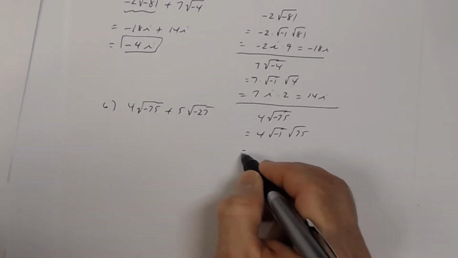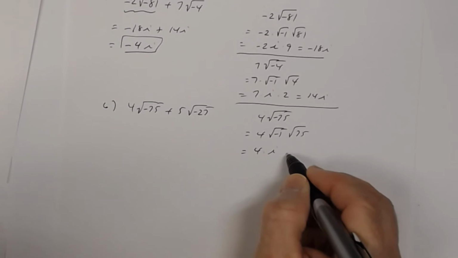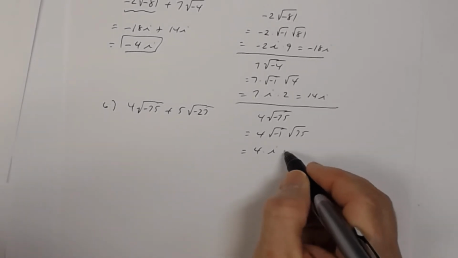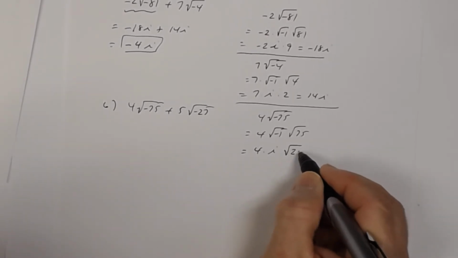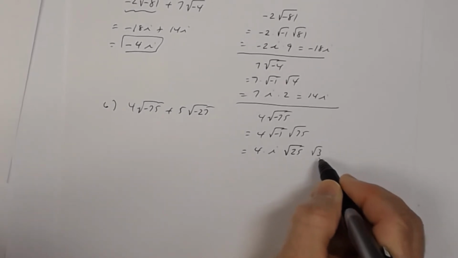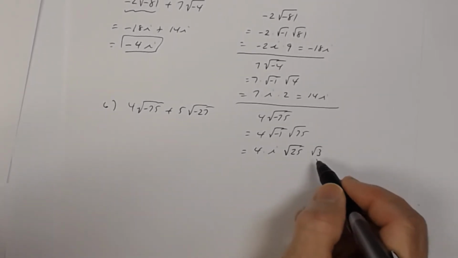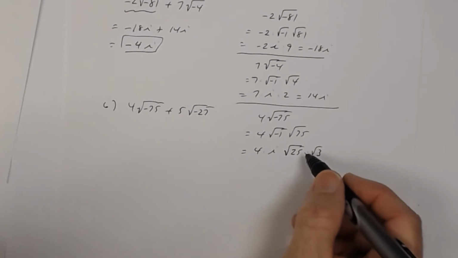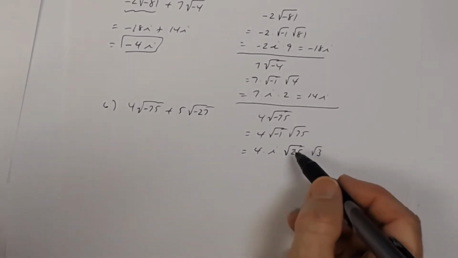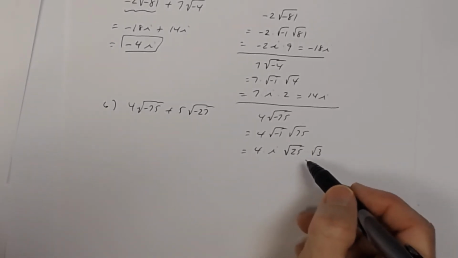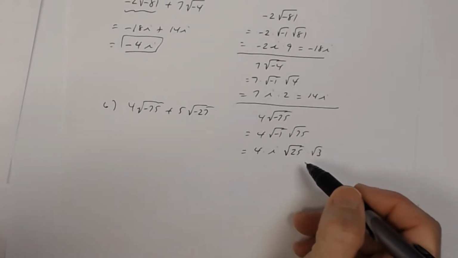So here's what you have. You have 4 times i. Now let's think about 75. I can rewrite the square root of 75 as the square root of 25 times the square root of 3, because 25 times 3 is 75. So that's what you have to do. To simplify these square roots, you have to think about what's the largest perfect square that will go into 75. And we always use the largest.